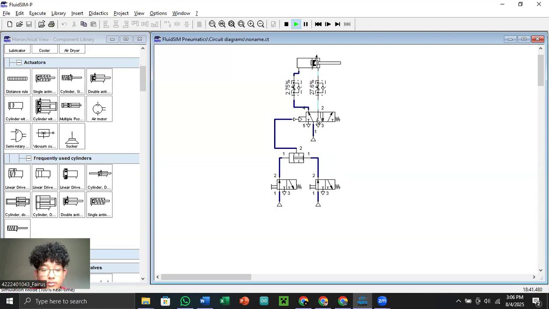This is because this valve allows more air to flow compared to the one on the exhaust side. So if I release the button, the cylinder moves faster, but if I press the button, it moves slower.